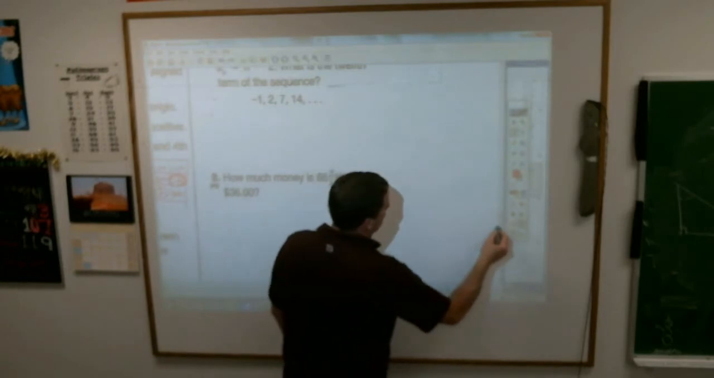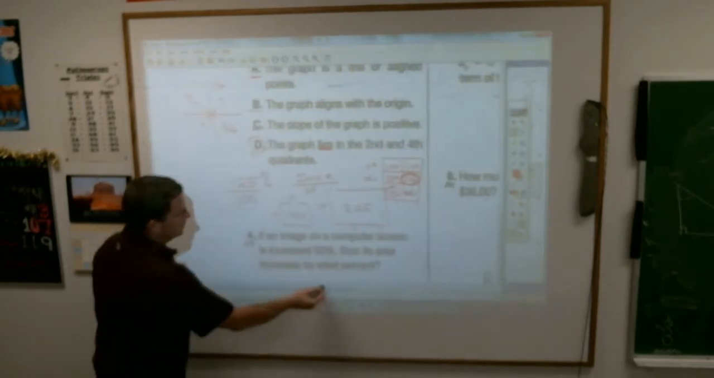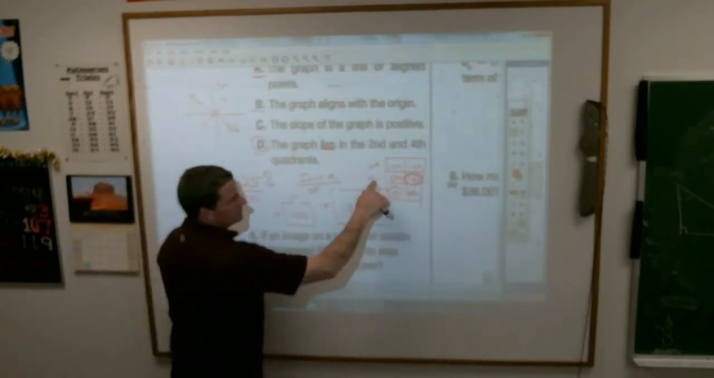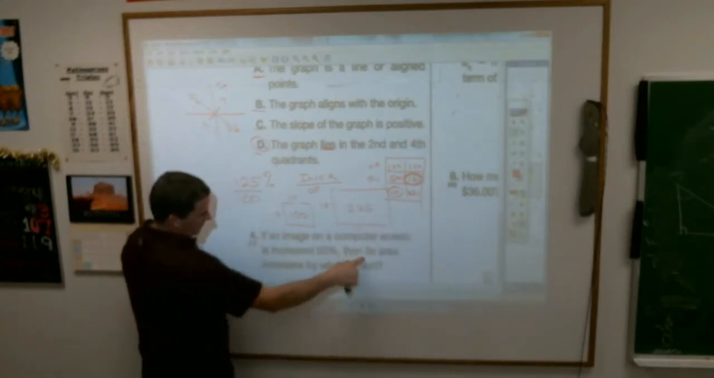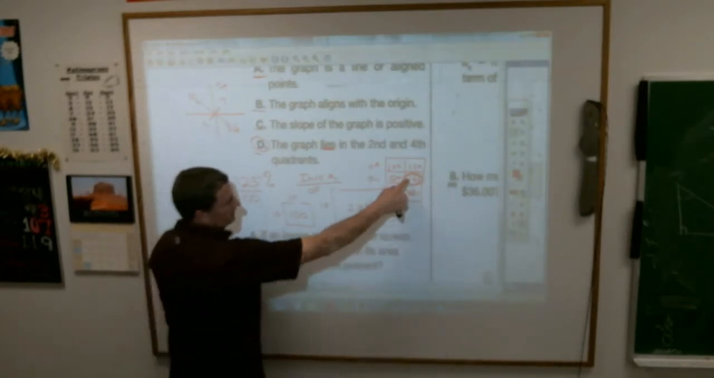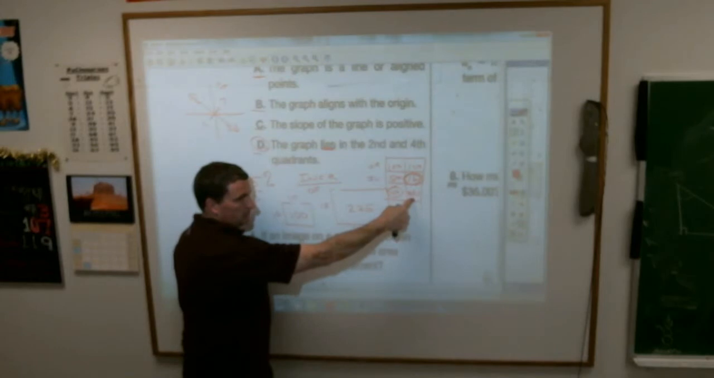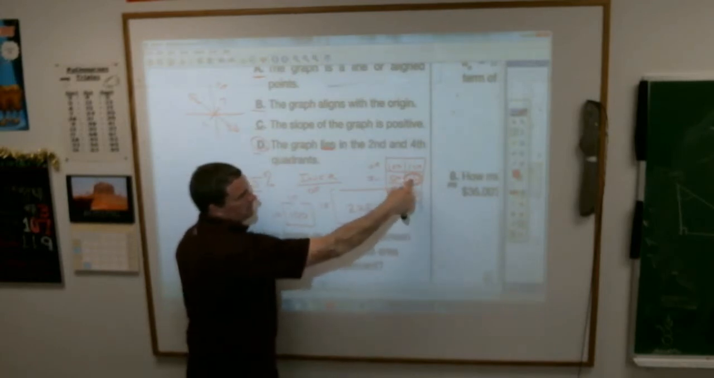Mr. Han, what was the answer again? 125. It asked you for the increase in percent. What increases by what percent? They didn't ask you for the final, is what percent of. It asked you for the increase in percent.